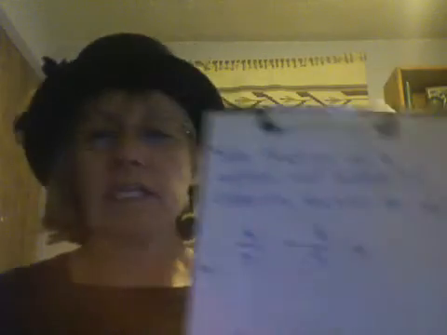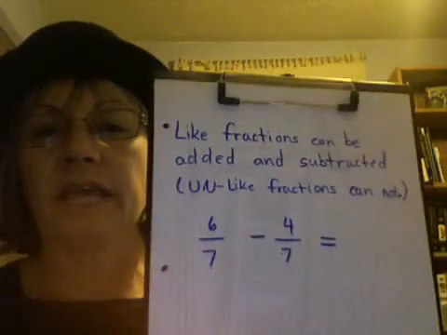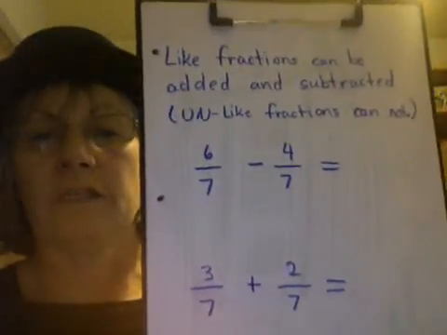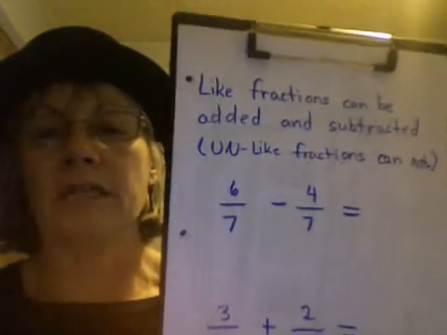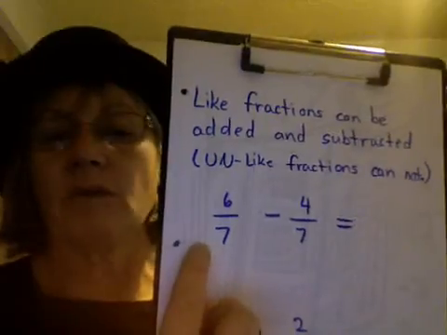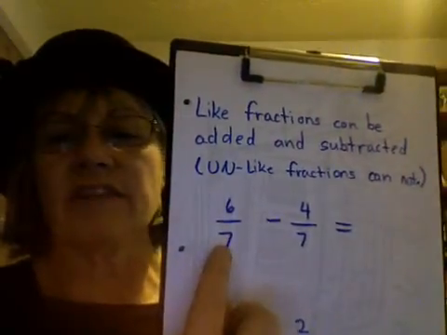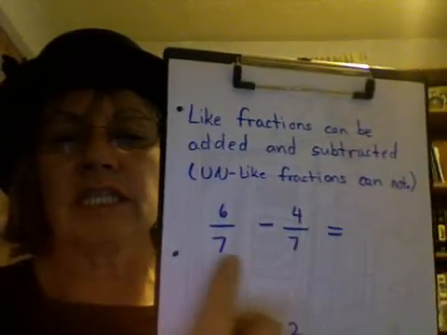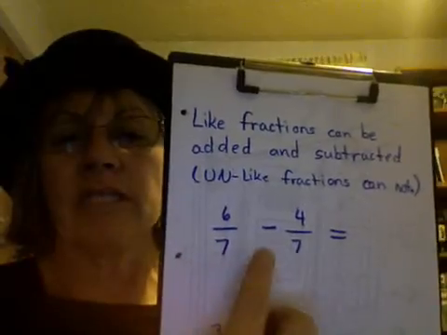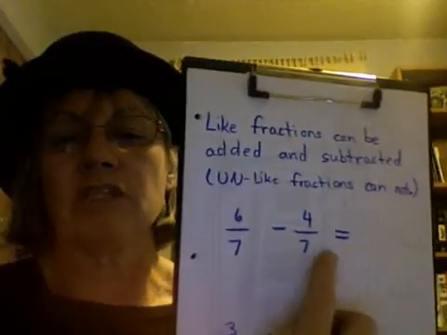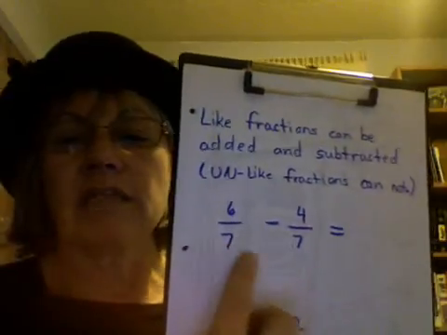One thing that's nice to know about like fractions is that they are the only kind that can be added and subtracted. Unlike fractions cannot be added and subtracted. I like to think about these as something other than parts of a whole. If you'd like to say 6/7 and 4/7, we can imagine, put a different word in here. We can say 6 basketballs and we take away 4 basketballs. It's easy to do that subtraction problem if we just think of the fraction parts as a little bit different thing.